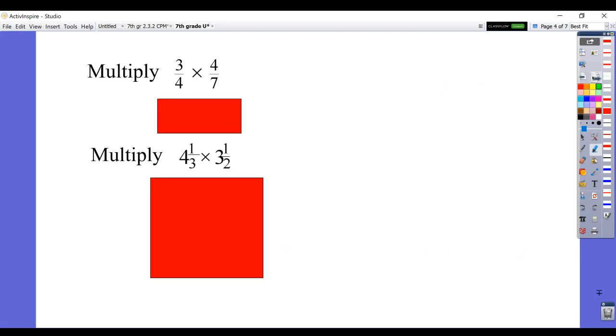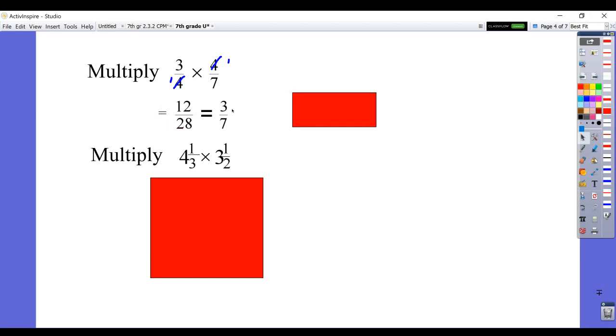Multiplying 3/4 times 4/7. You can simplify before you multiply or multiply then simplify. If you simplify before you multiply, you're going to simplify the 4 in the denominator and the numerator, giving you both 1, so you end up getting 3/7. Or if you had not simplified first, you'd have gotten 12/28. Then you can divide by 4 top and bottom and get 3/7 as well. So either way, the final answer is 3/7.